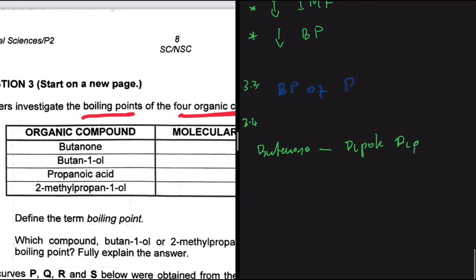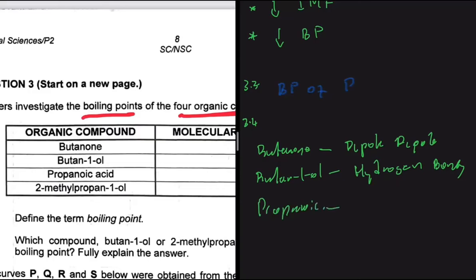We have dipole. And then let's come to butan-1-ol. Yeah, the intermolecular force there is hydrogen bonding. So we have hydrogen bonding. And then propanoic acid. What is the intermolecular force in propanoic acid? It is hydrogen bonding, but then it's 2 sides compared to butan-1-ol with only 1 side. So we also have hydrogen bonding here. But then the hydrogen bonding in propanoic acid will be way stronger than the hydrogen bonding in butan-1-ol. Because in propanoic acid, we have 2 sides of hydrogen bonding.